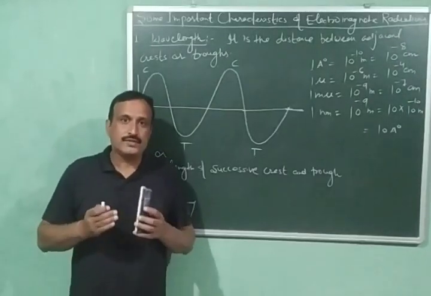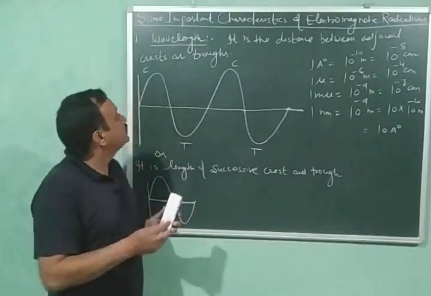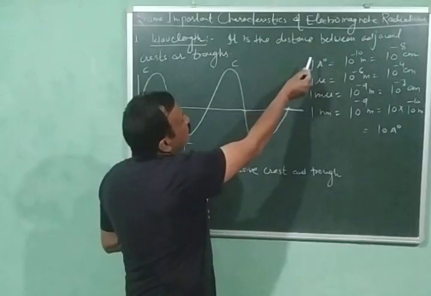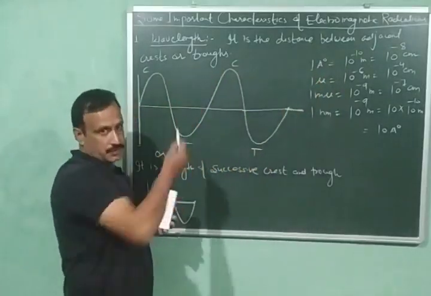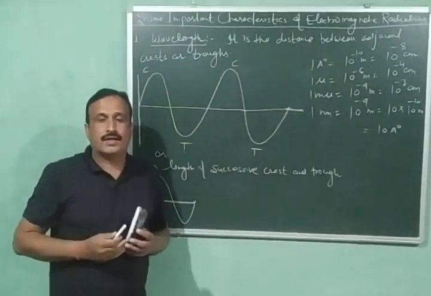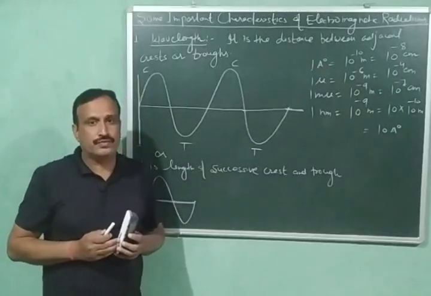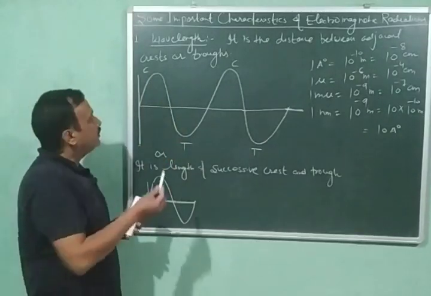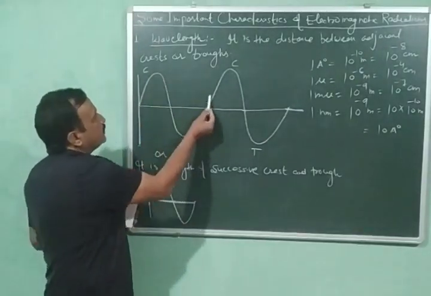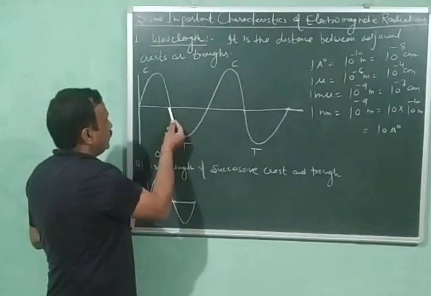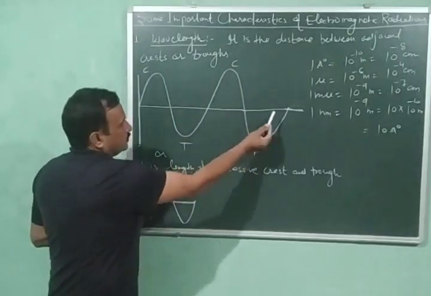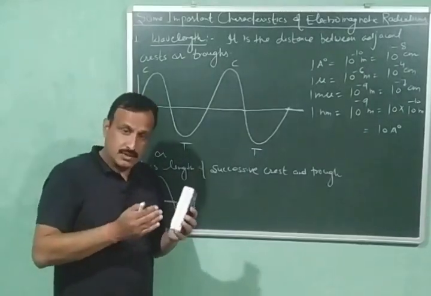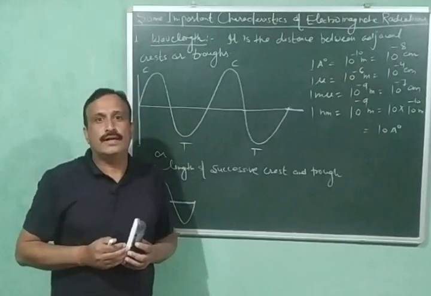Okay? So the first characteristic which I am going to take up is wavelength. So what is wavelength? It is the distance between adjacent crests or troughs. Let us understand what we mean by a crest and trough. We know that a wave propagates in this manner, and these upward half cycles are called crests, whereas these downward half cycles are called troughs. And the distance between these adjacent crests or adjacent troughs is called wavelength.